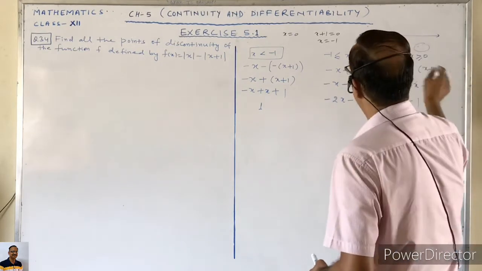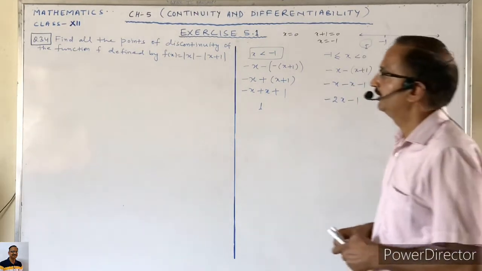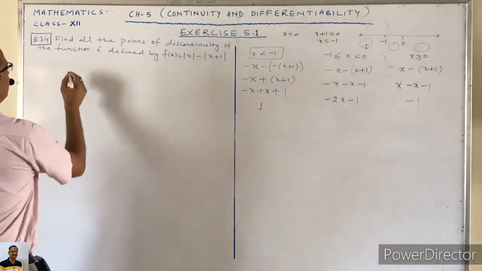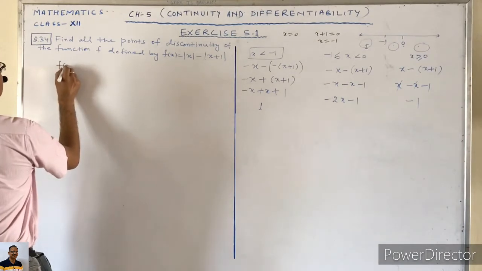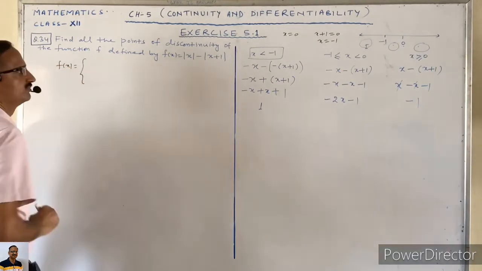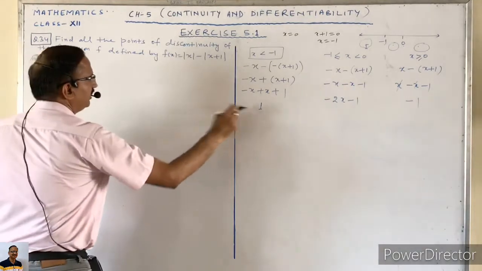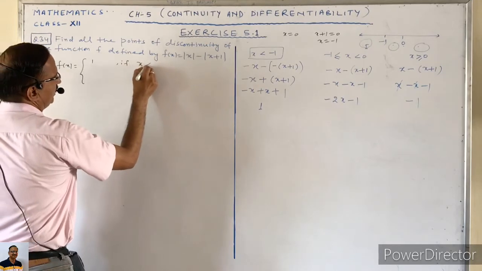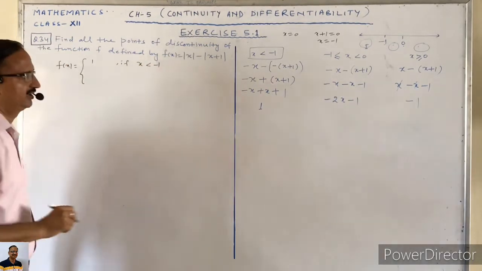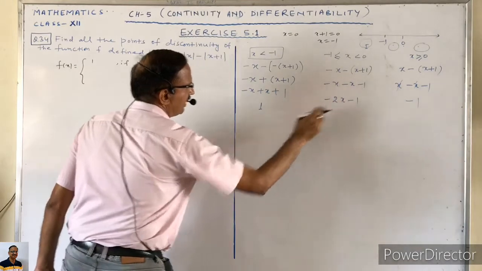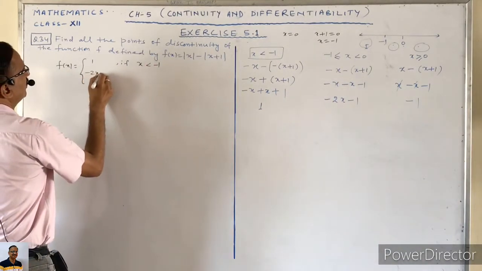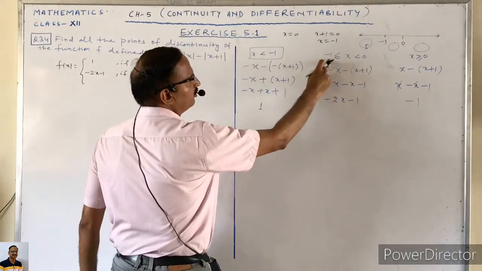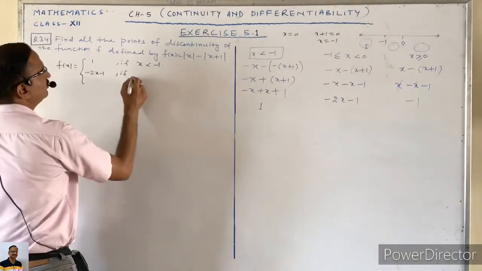So with the help of this discussion, we can rewrite the given function as f(x) equals this 1 if x is less than -1, this -2x - 1 if x is greater than or equal to -1 and less than 0.